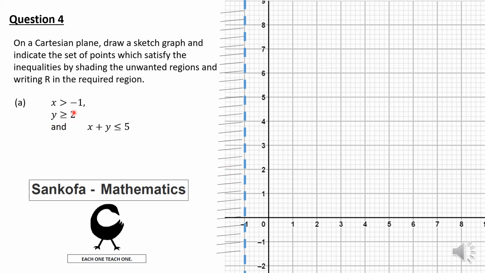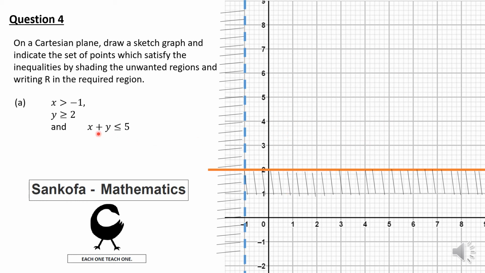Then y equals 2 is going to be a horizontal line and a solid line for that matter. And it's greater than. So we're going to shade everything that is below that line, because everything below that line is not greater than 2. All right. So the part that we want is above this.